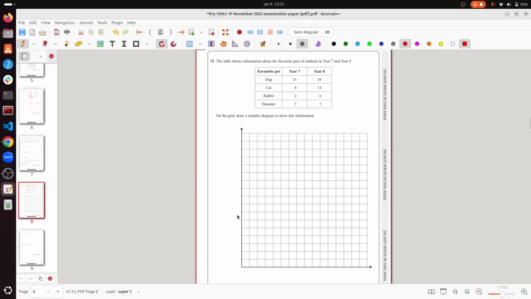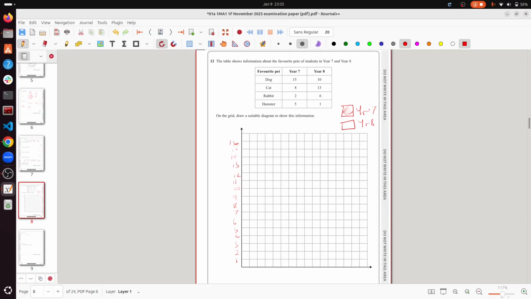For this question, the table shows information about the favorite pets of students in years 7 and 8. So we need to think about how best we can represent this. We can represent it in so many ways, but the best and simplest way is a bar chart. So we need to think about how our scales will look. I will need to have a key. So let's say the ones I shade are for year 7, and the ones I don't shade are for year 8.